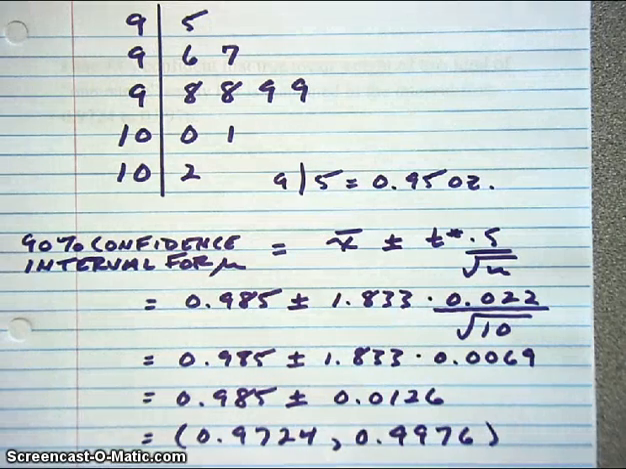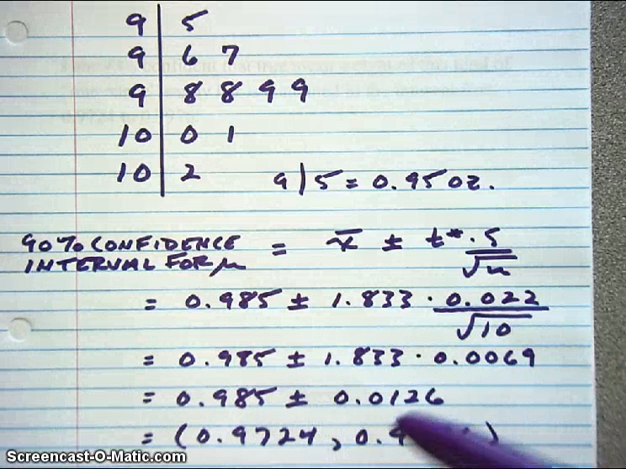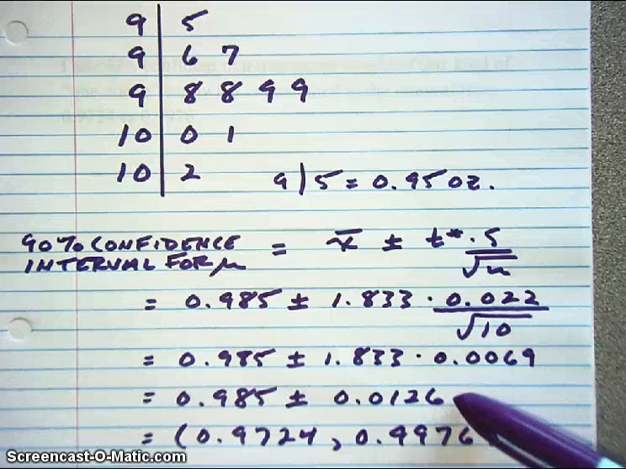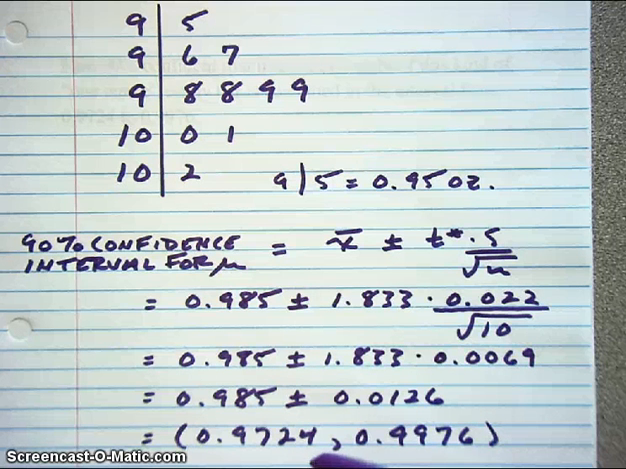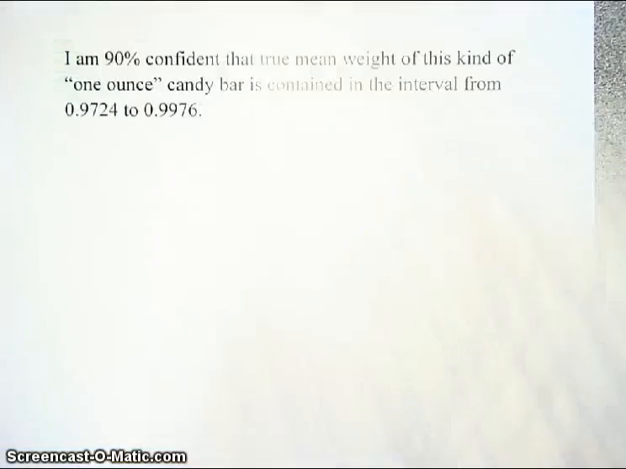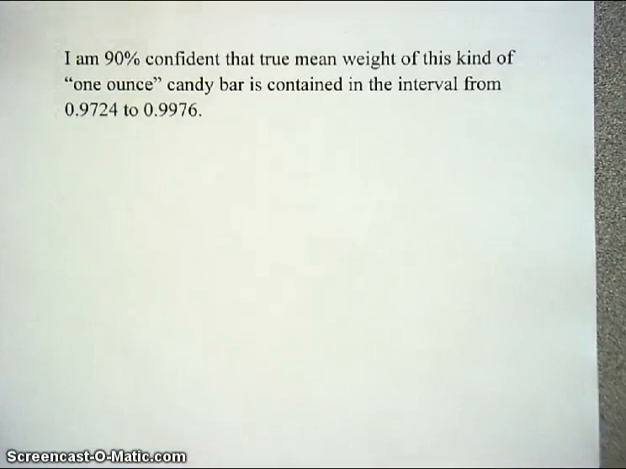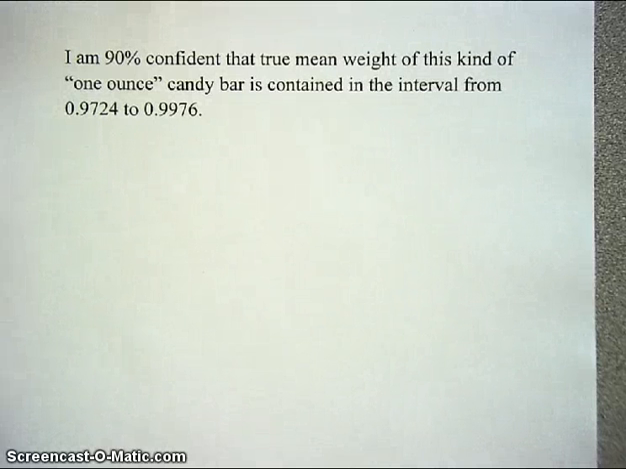And then we simplify everything. We get 0.985 plus or minus 0.0126. That's our margin of error. And then the interval is 0.9724, excuse me, and 0.9976. Then as the conclusion goes, we'd say I am 90% confident that the true mean weight of this kind of 1 ounce candy bar is contained in the interval from 0.9724 to 0.9976.